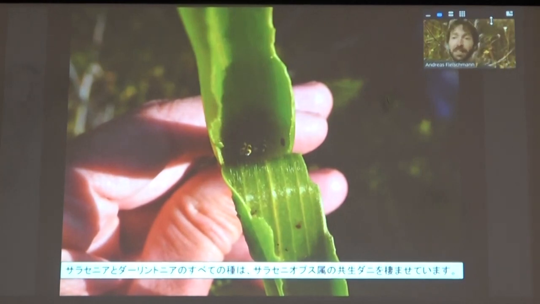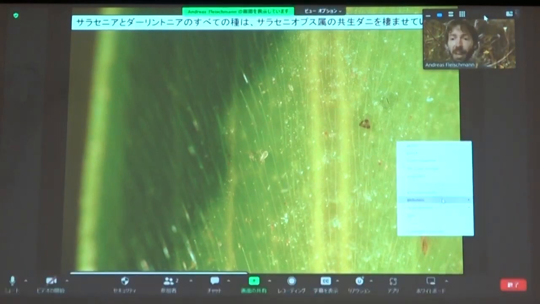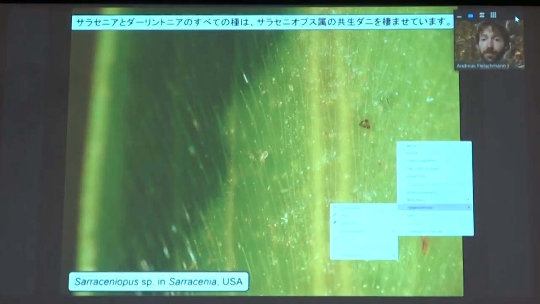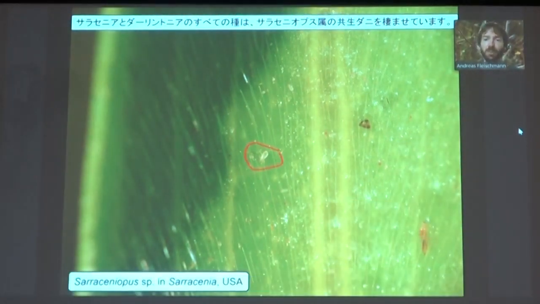Also, if you open pitchers of Darlingtonia, Sarracenia, or Heliamphora in their native habitat, you will find associated mutualistic mites of the genus Sarraceniopus. They live inside all of these pitchers. They're everywhere. Here you can see some of these small microscopic mites. They live there as commensals, so they're not harmful to the pitcher, and they're found everywhere. So this infauna of the pitcher plants has been well studied.